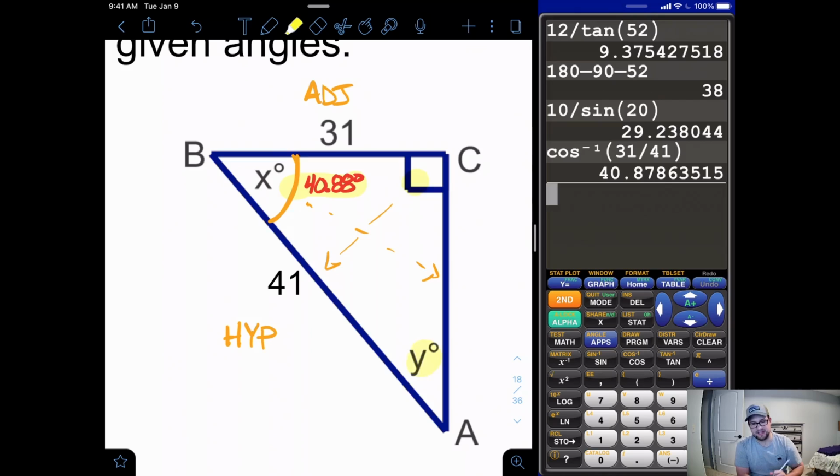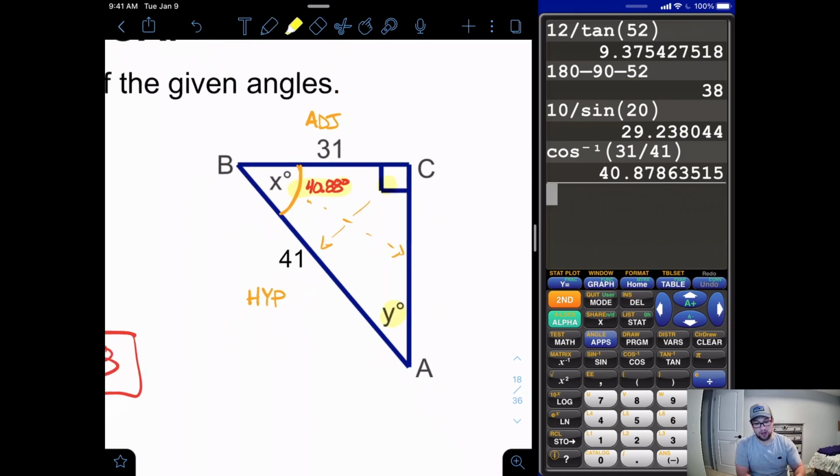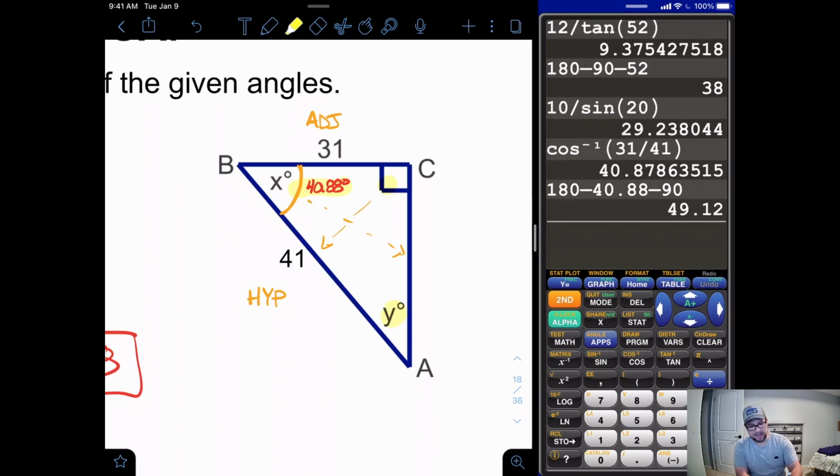Now, with a right triangle, so this is 40.88 degrees, we do know that this angle plus this angle plus this angle all need to add up to be 180 degrees. So if I were to solve for that missing angle, I would know that this angle has to be 49.12, approximately. We did round that other one.